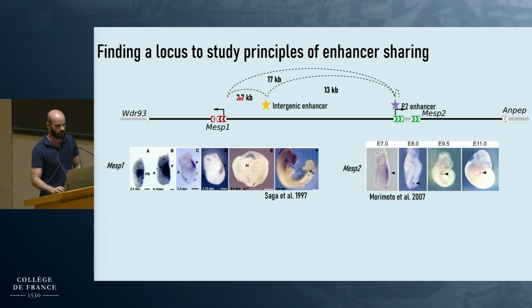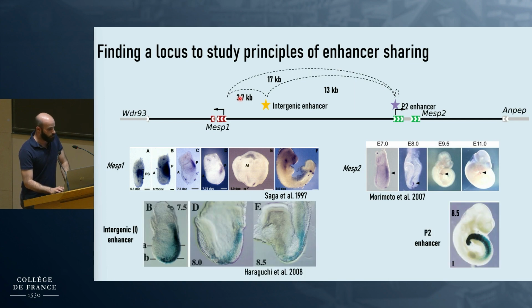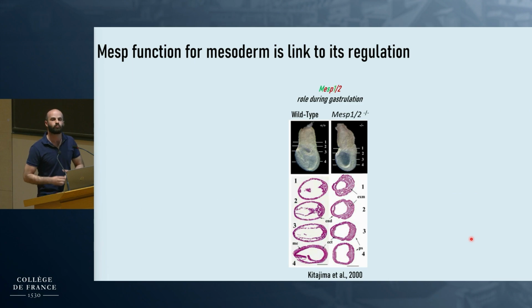And this is roughly 4 kb. So these are minuscule distances. So at those levels, linear distance is likely to also play a role rather than only the 3D one. And so these are the activities of the enhancer. The intergenic one is active early and at late stages, these P2 elements is active only at late stages in the somites.